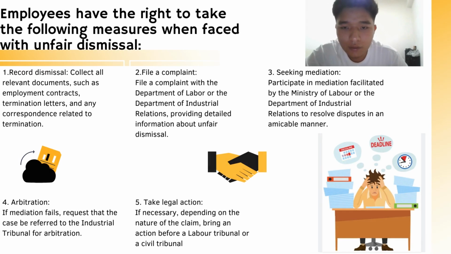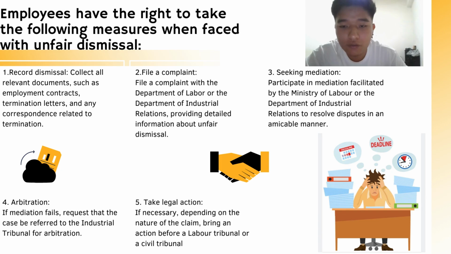The first one is record the dismissal. Collect all relevant documents, such as employment contracts, termination letters, and any correspondence related to termination, appeal, and arbitration. File a complaint. Employees may file a complaint with the Department of Labor under the Department of Human Resources. The Department of Labor will investigate the complaint and may attempt mediation between the employee and the employer to resolve the dispute.